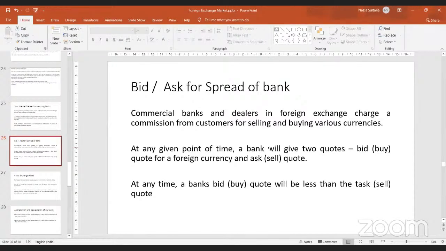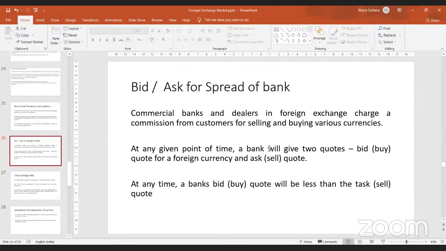So the bank will give two quotations: a bid quotation to buy a foreign currency and an ask quotation to sell a foreign currency. Then the bank may bid less or the bank may bid more than your ask. So it can be either way.